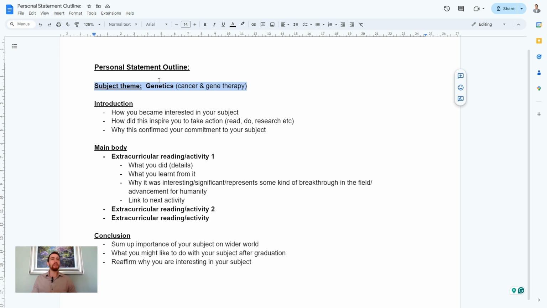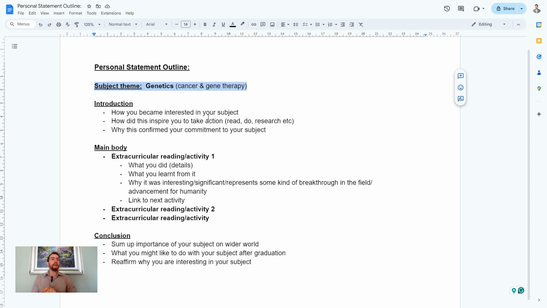And then it's about telling a story. So, how did this inspire you to take action? And what I mean by take action is you learned about something in class, it piqued your curiosity, and you wanted to read or do something at a more advanced level. So maybe you did an EPQ on it, or you spent ages reviewing the literature on this topic, and then maybe you finish off that introductory paragraph by saying how this experience reaffirmed your commitment to studying your subject. And then you go into the main body.